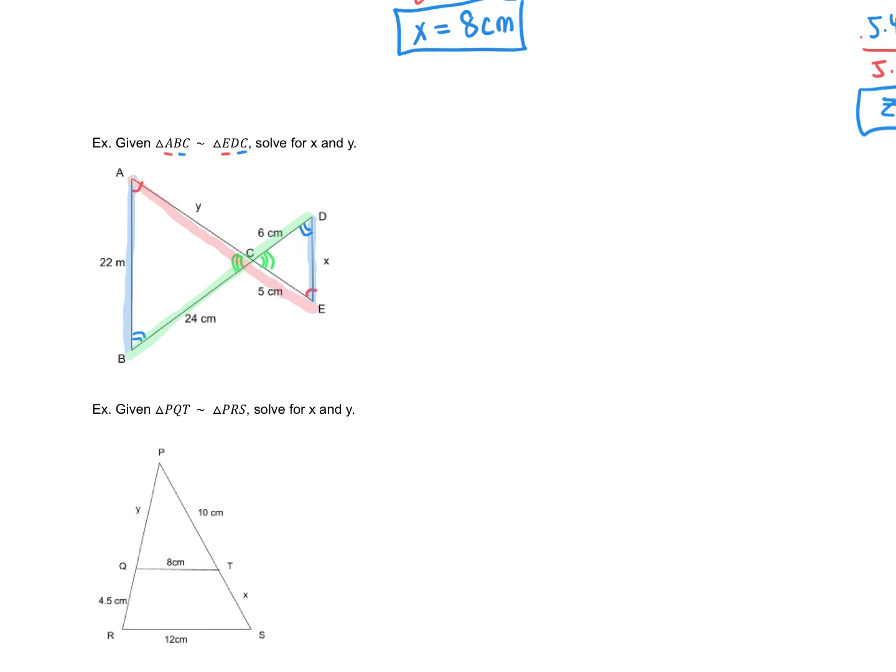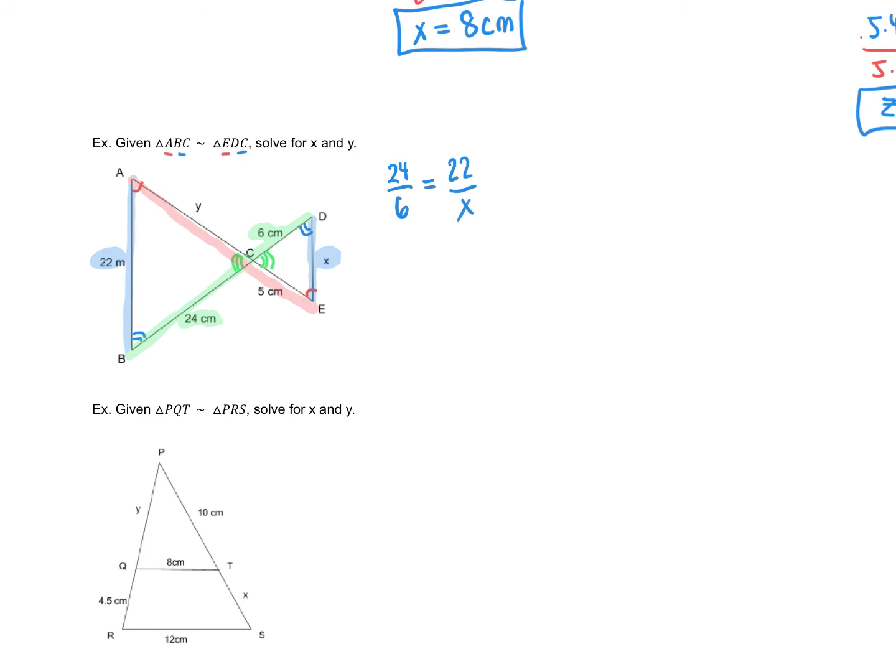Now let's find our full pair. And that's going to be the 24 and the 6. Let's say we want to solve for X first. Well, X is paired up with the 22. So those are my 2 fractions. I just have to be careful how I set them up. So I'm going to do the left triangle over the right triangle, so big over small. So 24 over 6 equals 22 over X.